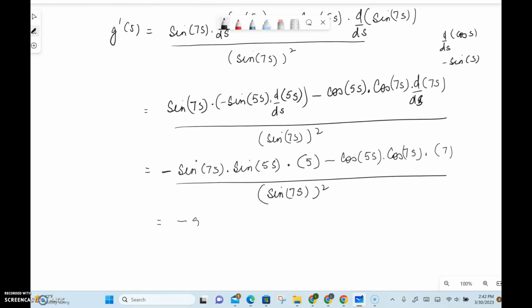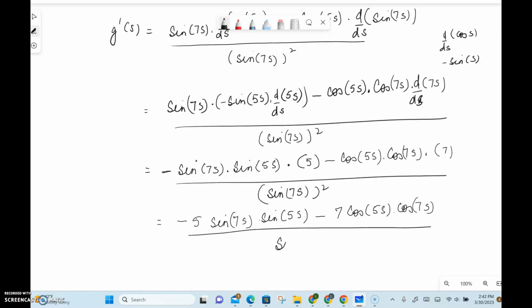Simplifying, we get negative 5 sine of 7s times sine of 5s minus 7 cosine of 5s times cosine of 7s, the whole divided by sine squared of 7s.